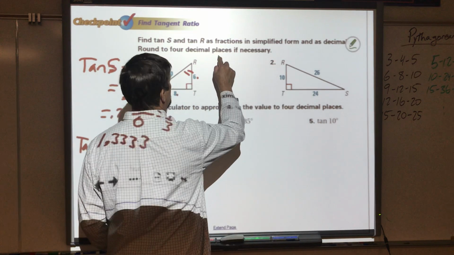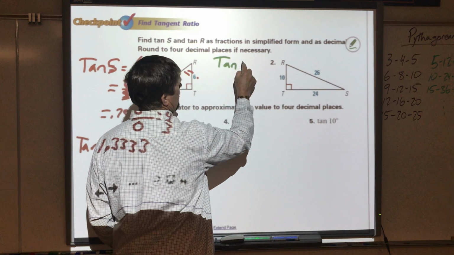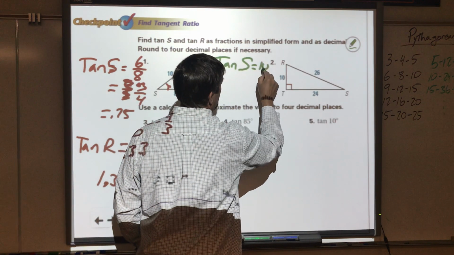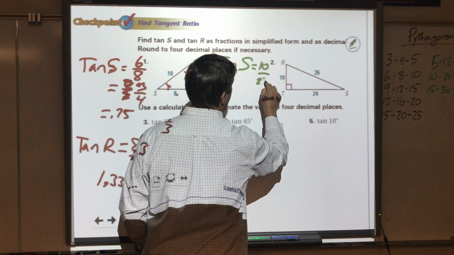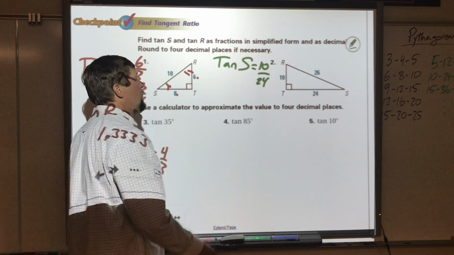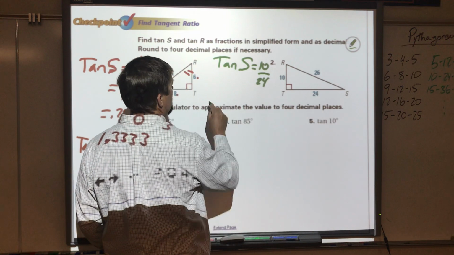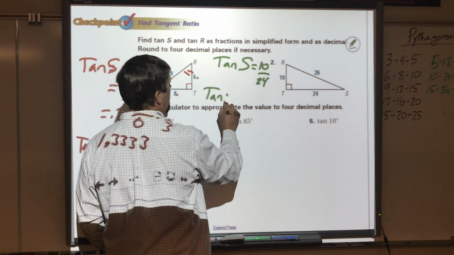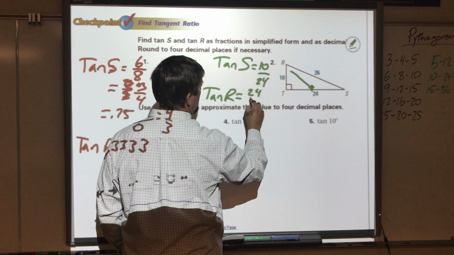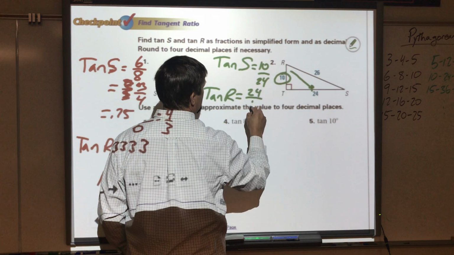All right, for this one, the tangent of S, opposite is 10, adjacent is 24. Now the hypotenuse you have to pay attention to because you're not using it with tangent. The tangent of R, opposite is 24, adjacent's 10.